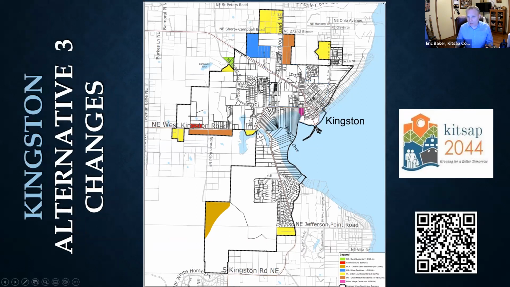Alternative 3, again, now we're not doing those incentives in the downtown area, but it does add additional land up here, further up Lindvog Road, some additional opportunities south of West Kingston Road, and then the others that I described previously.